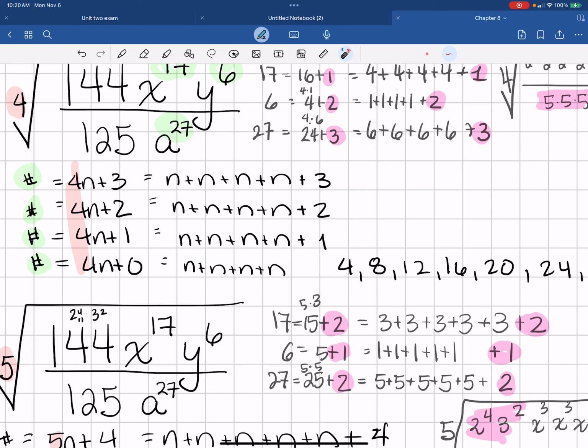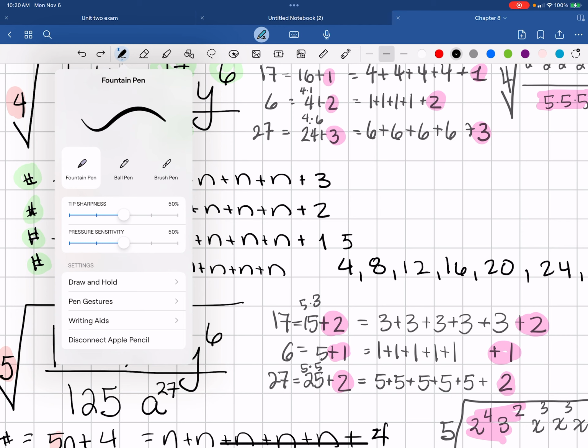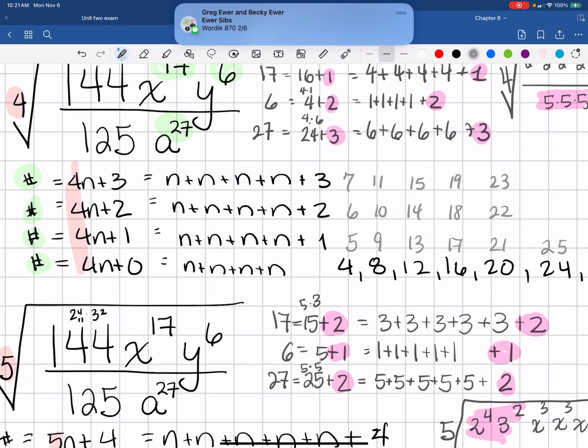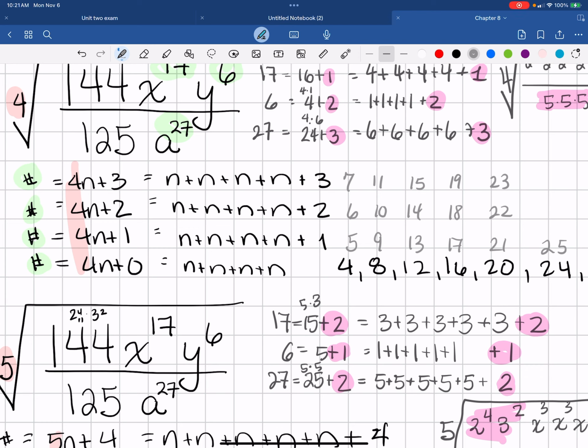And so this would be 5. I want to do gray. 5, 9, 13, 17, 21, 25. And this next would be 6, 10, 14, 18, 22, and this would be 7, 11, 15, 19, 23. Sorry about those, I forgot to disable those things.